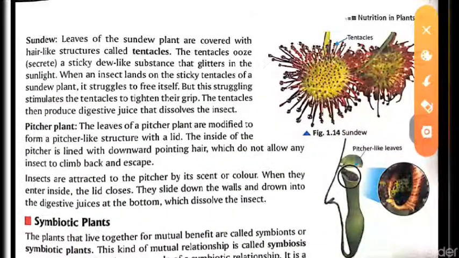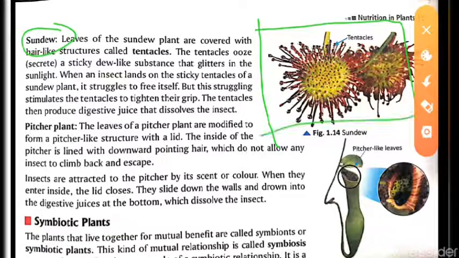Here we have the other example, sundew. This is the figure of sundew. Can you see the picture? It looks a little like the coronavirus. The leaves of the sundew plant are covered with hairy structures called tentacles. So these all are called tentacles.